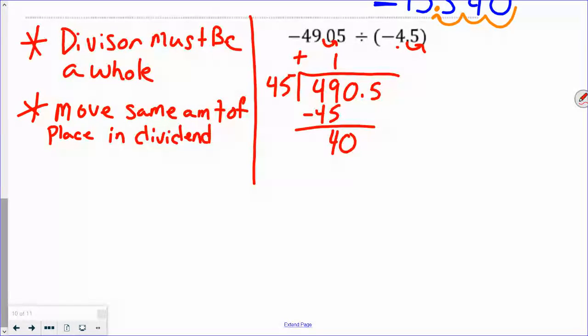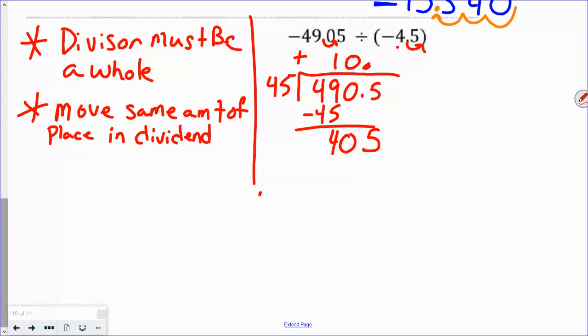A lot of kids make mistakes where they see 45 can't go into 40, so they just add the other number and then put a number there. You can't. You can't go in. You've got to put a 0. And of course, you move your decimal up where it is from the dividend. And I'm like, all right, how many times can 45 go into 405? Okay. So I know it's got to be less than 10.